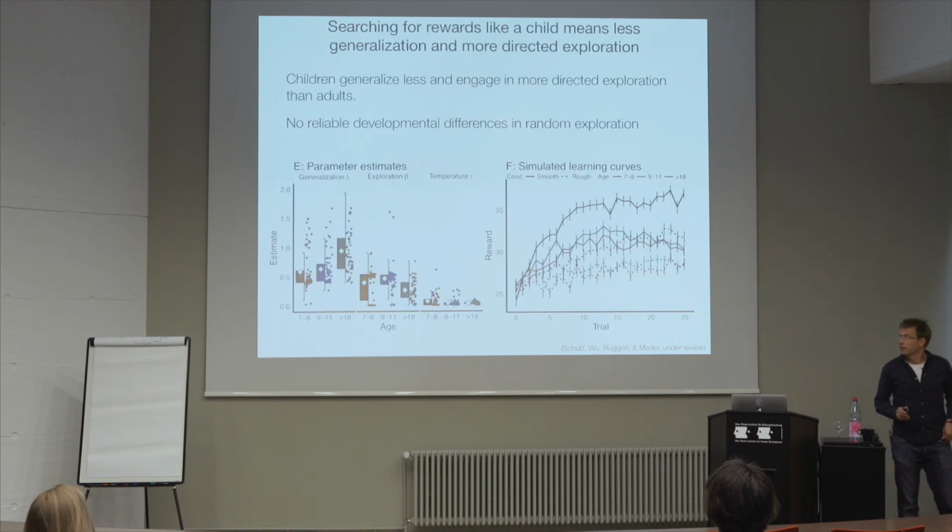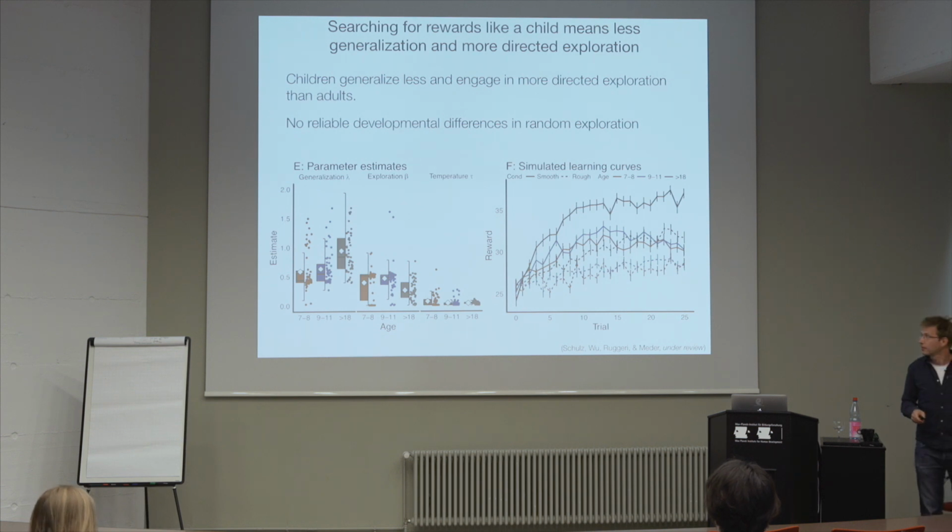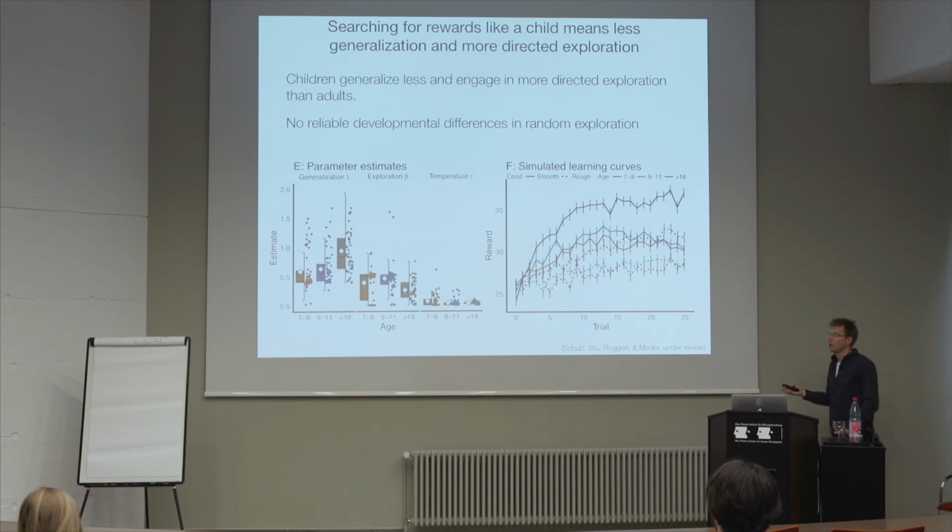Okay, then let's have a look at the parameter estimates, which in these studies were one of the key interests. So again, we have the age groups here, and the three columns are the different parameters. So this is the generalization parameter. The higher that is, the more people generalize. And as you can see, adults generalize more than children. And again, we see this rough trend that it increases with age. So children generalize less than adults.